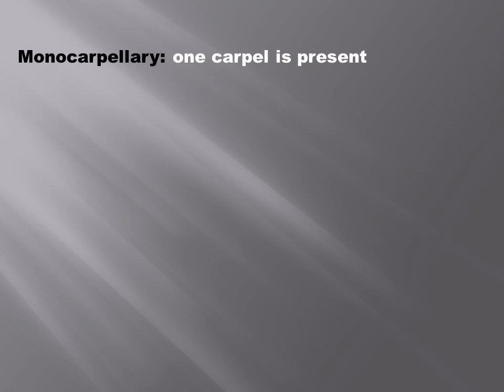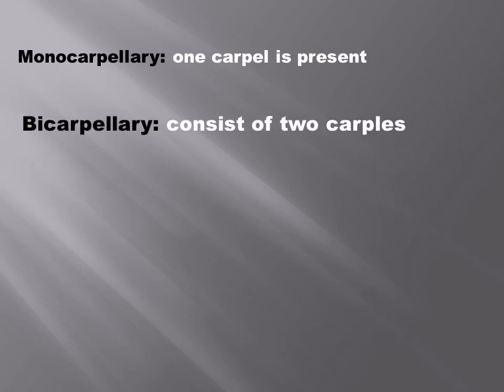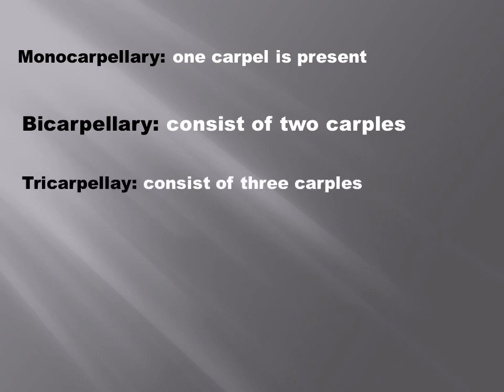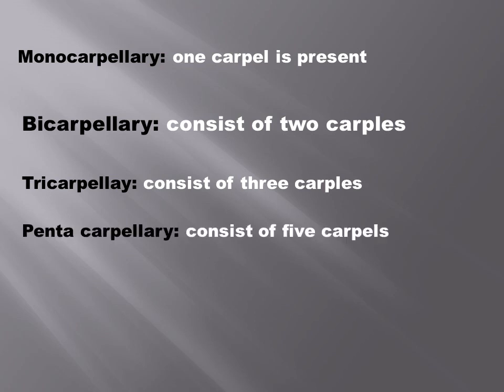Based upon the number of carpels, the gynoecium is of different types. For example, monocarpellary, when one carpel is present. Bicarpellary, when two carpels are present. Tricarpellary, when three carpels are present. Pentacarpellary consists of 5 carpels. So these are the different types of gynoecium based upon the number of carpels.